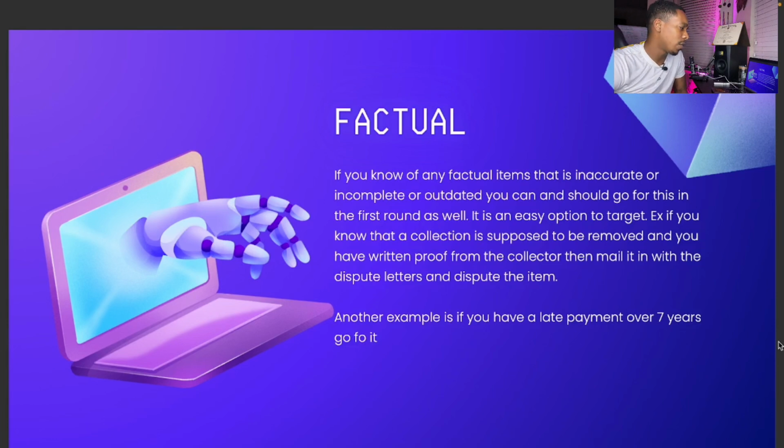So let's speak a little bit more on the factual. I think I really covered it, but factual is if you know of any items that are inaccurate, incomplete, or outdated. You should go for that first too. You can do that in round 1 because it's an easy target. Another example is if you know that you have a collection on your report that's supposed to be removed and you have the written proof from that collection company, mail that in with your dispute letters. Another example is if you have a late payment and it's past 7 years and it's still on there, you want to dispute that. It's factual. It's easy to go for it.